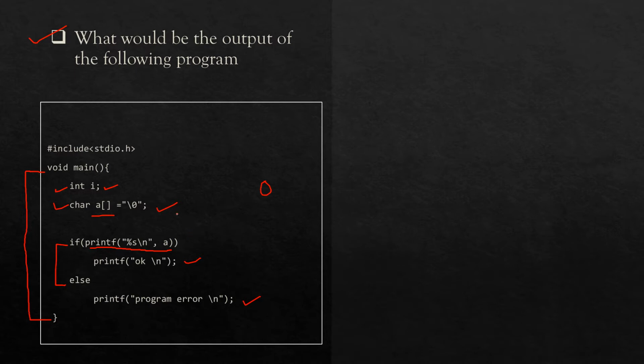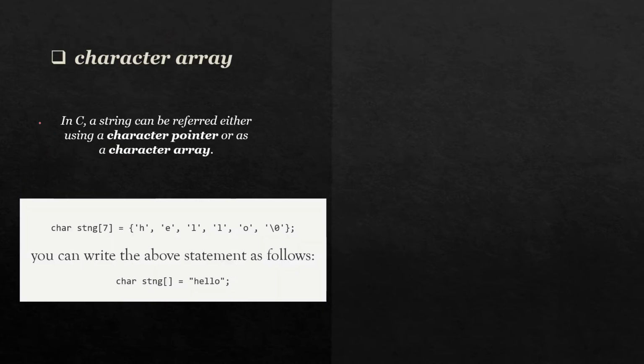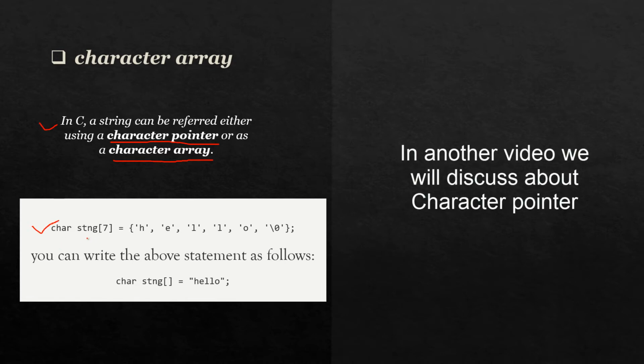Before that, if you don't know about character strings yet, I want to explain about the character array, which is also called a string. So in C, a string can be referred to either using a character pointer or as a character array. So what is a character array? Whenever we declare an array with character values, that is actually a character array. Below you can see that we have a character array.